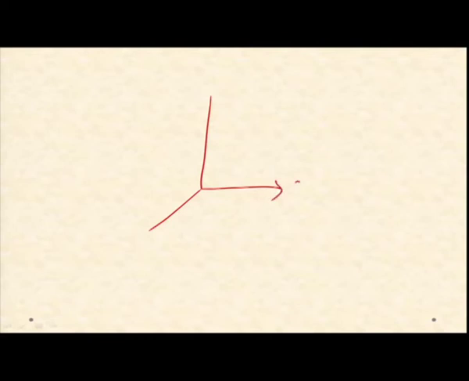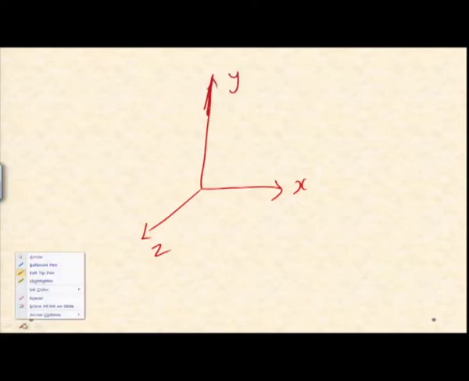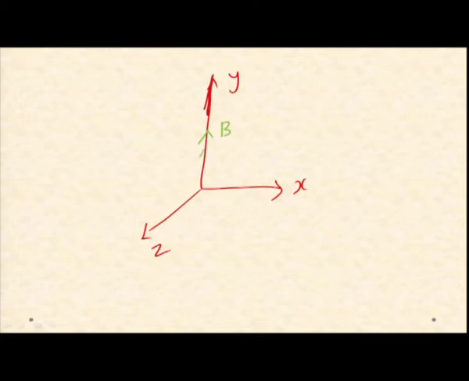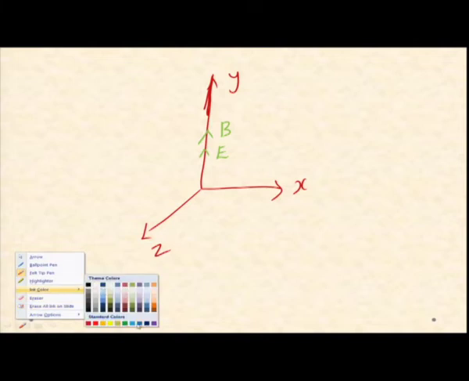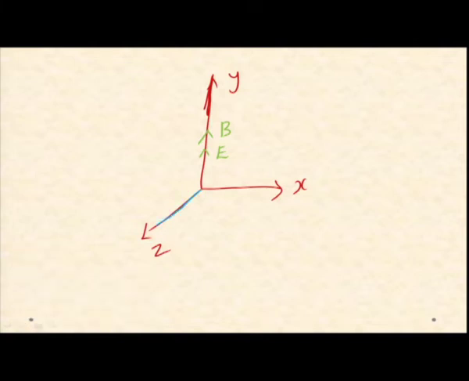Now let us come to the situation where both the electric field and magnetic field are present. For that, again you go to the coordinate system. This is the x axis, this is the z axis, and this is the y axis. This is the magnetic field and this is the electric field. Then the magnetic force is in the z direction. In the earlier case we had switched off the electric field. Now we are going to switch on the electric field.